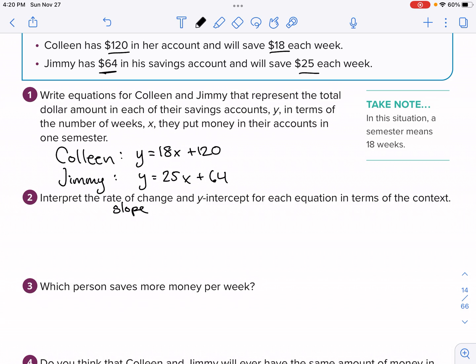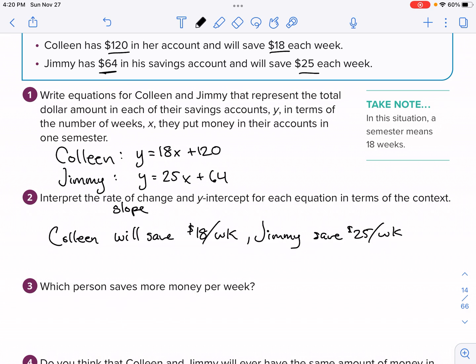So for this, we're going to say the rate of change indicates the amount saved each week. So Colleen will save $18 per week. I'll put WK. And then from that, I'll put comma. Jimmy saves $25 per week. All right, so that was just talking about the rate of change.